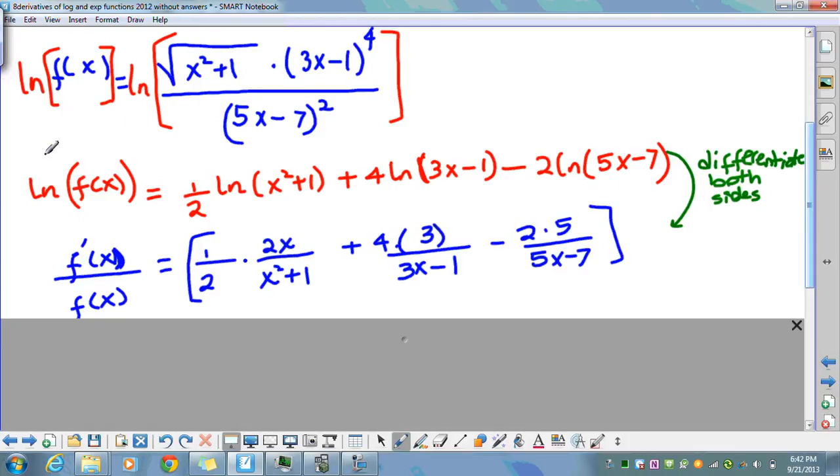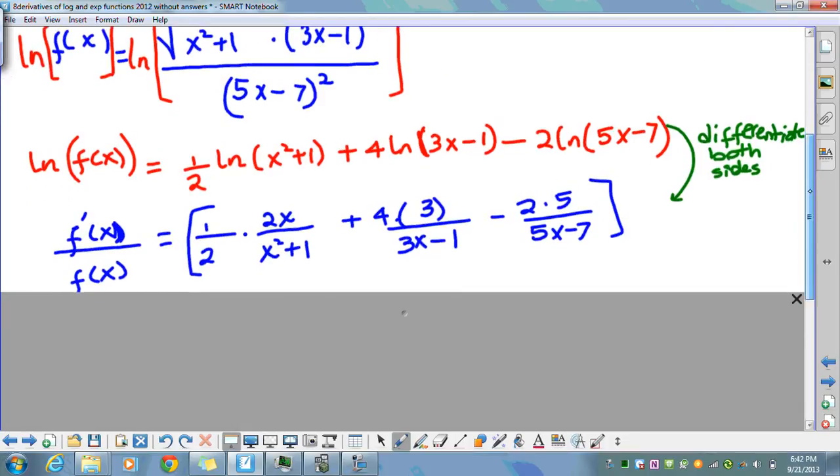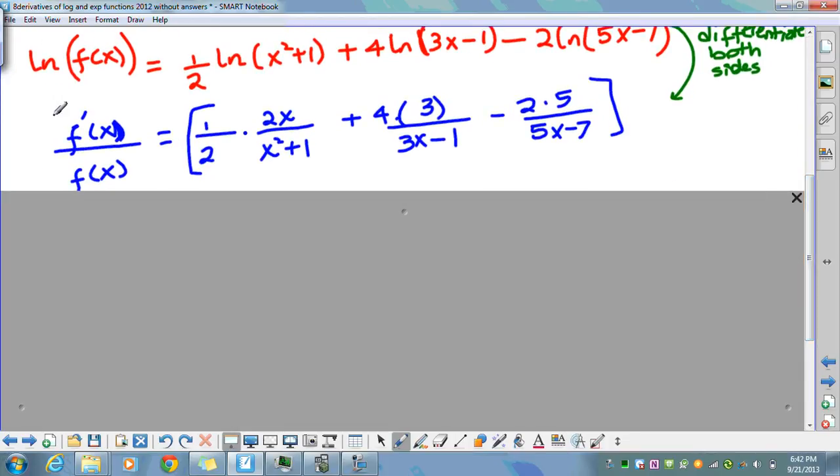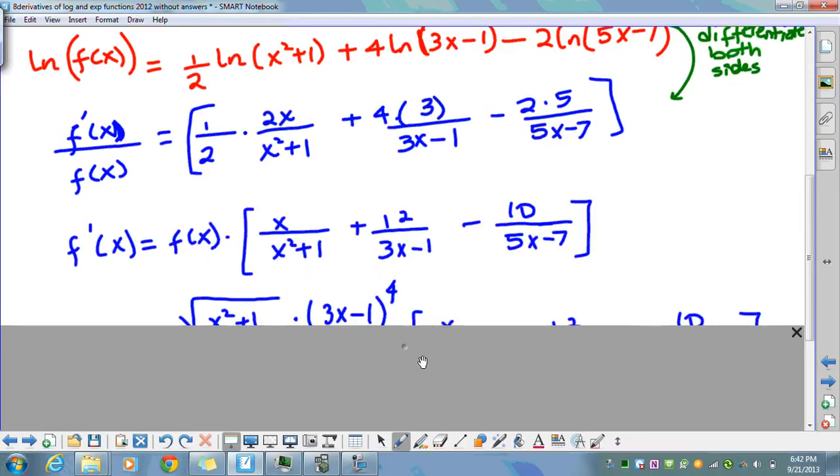First of all, natural log of f of x. Think of this as ln u. It's going to be 1 over u times u prime. Over here, again, 1 over u times u prime. Do it with all of the natural logs. And we're done. Technically, we're trying to find f prime. So multiply both sides by f of x, and we're done.